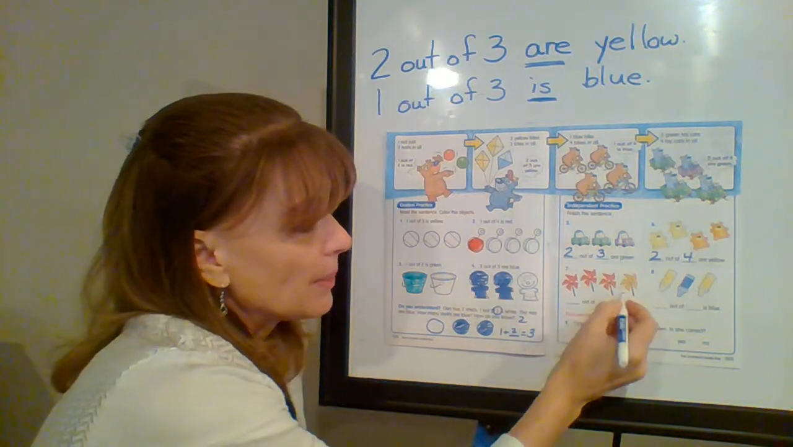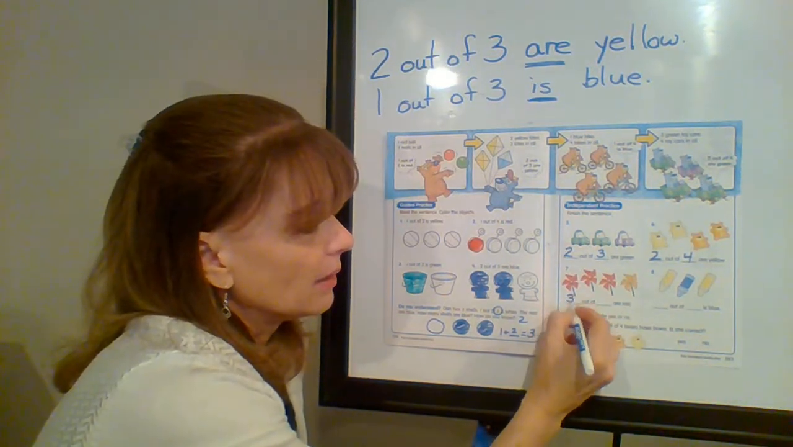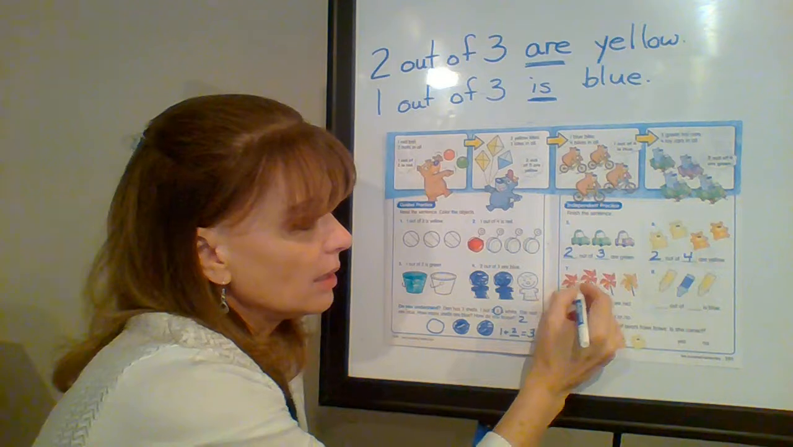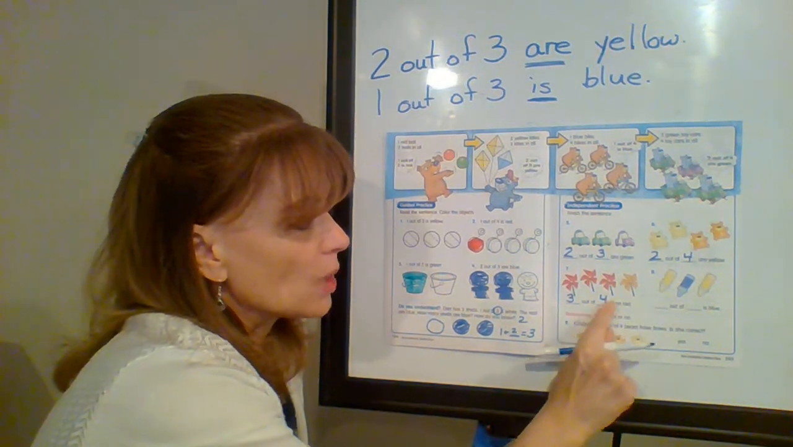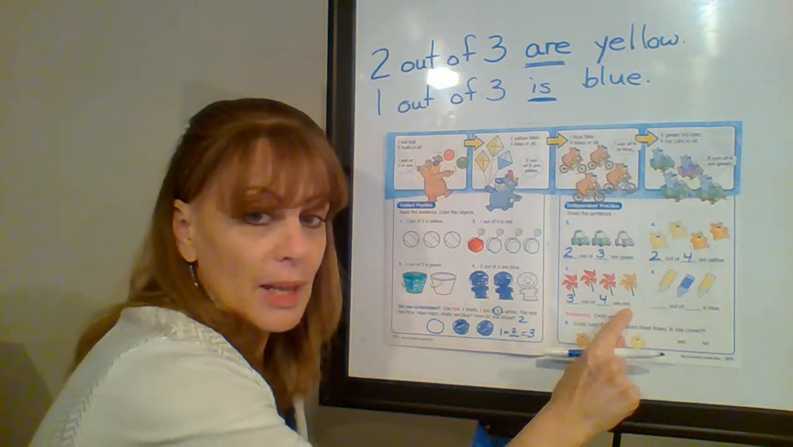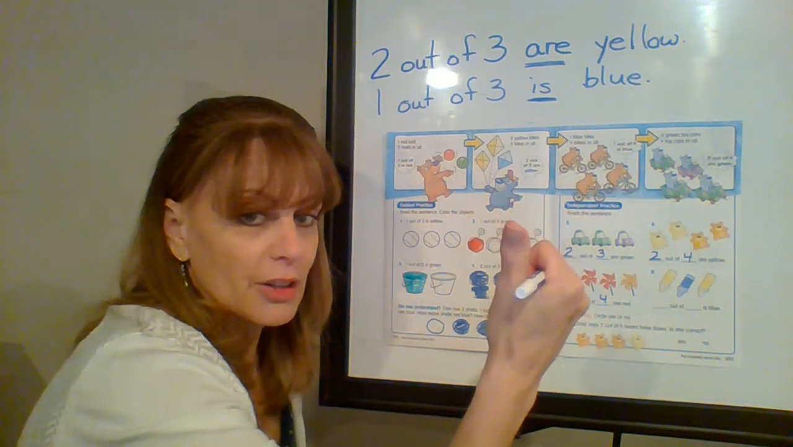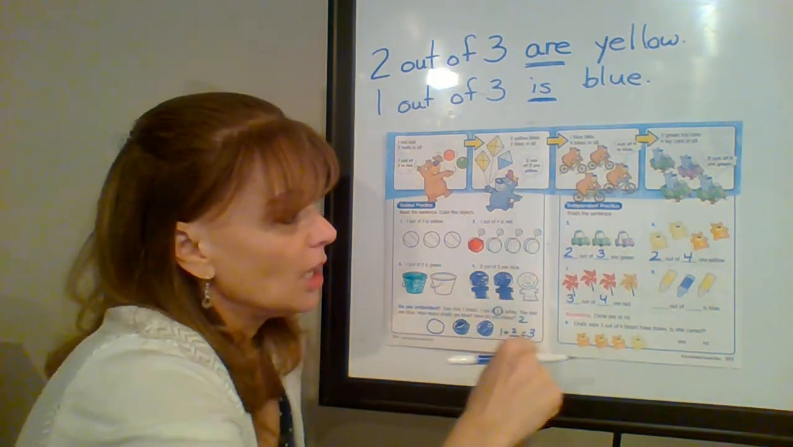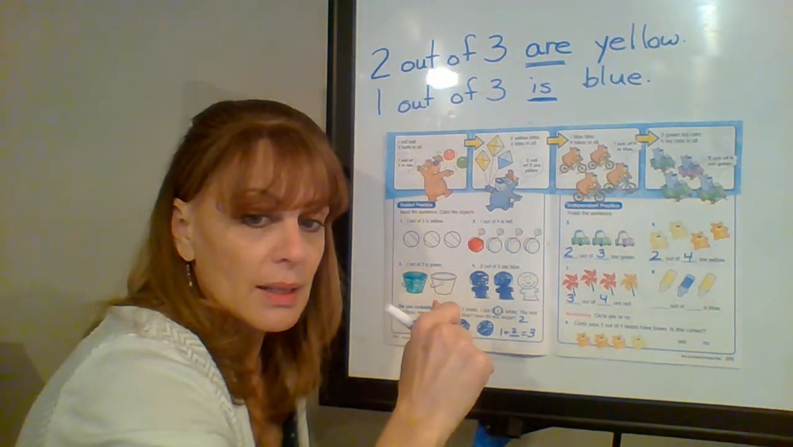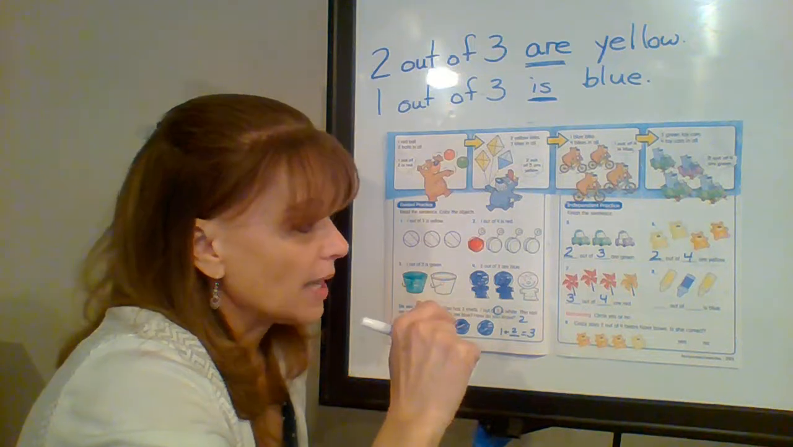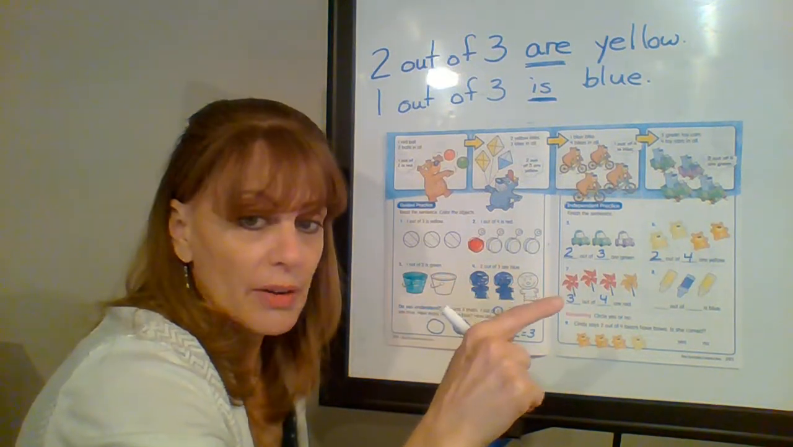Okay. So how many are red? 3. How many are there in all? 4. So 3 out of 4 are red. Is that what you got? Thumbs up. Good job. So what if it had said orange? How many are orange? What would you have said? 1 out of 4 is orange.